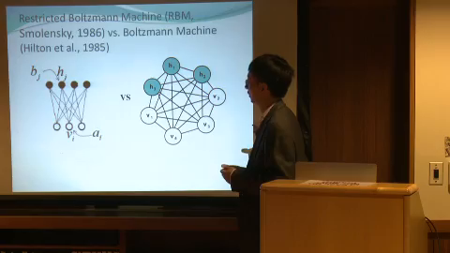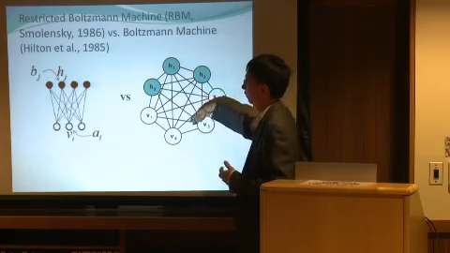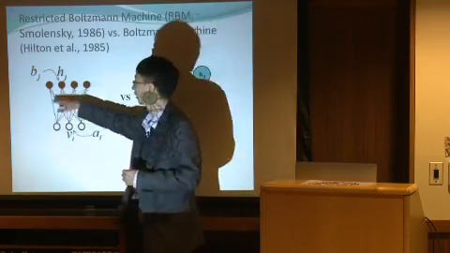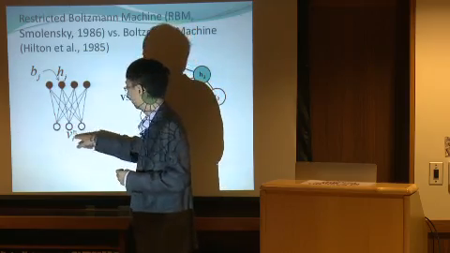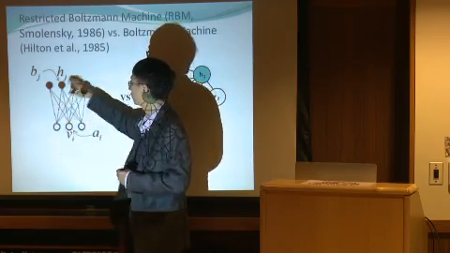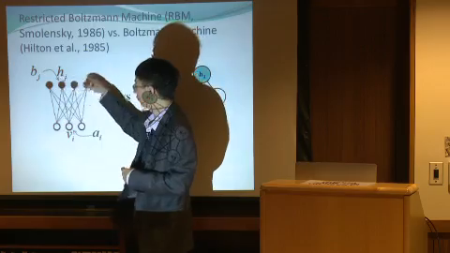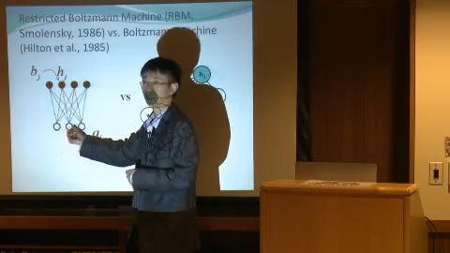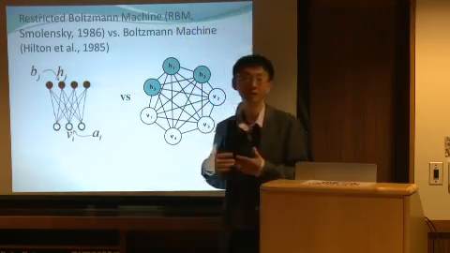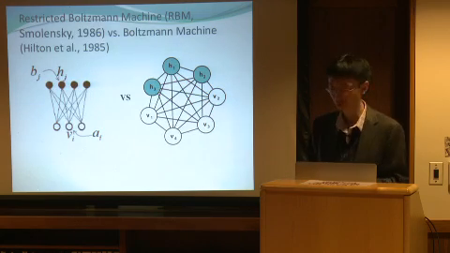That's the scenario, some scenarios. But for one scenario, we have clear layers. We have a visible layer, we have a hidden layer, then we have the interlinks between the two layers, but inside each same layer we don't have any links. That's called a restricted Boltzmann machine.